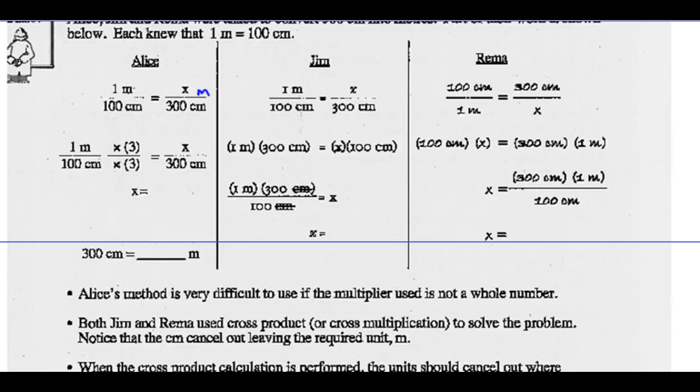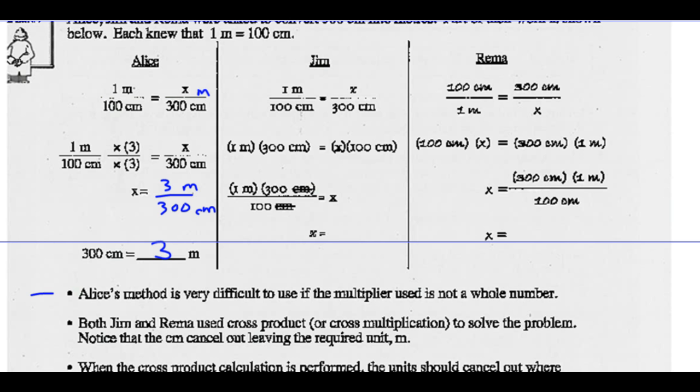So if I want to solve this for meters, I'm going to multiply top and bottom on the left side by 3 to get an equivalent ratio. So I will get 3 over 300. So 3 meters over 300 centimeters would be equivalent. So 300 centimeters is the same as 3 meters. That's one way to do it.